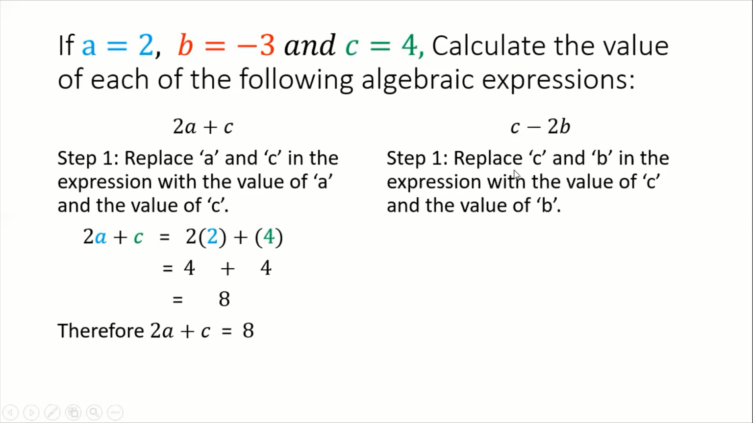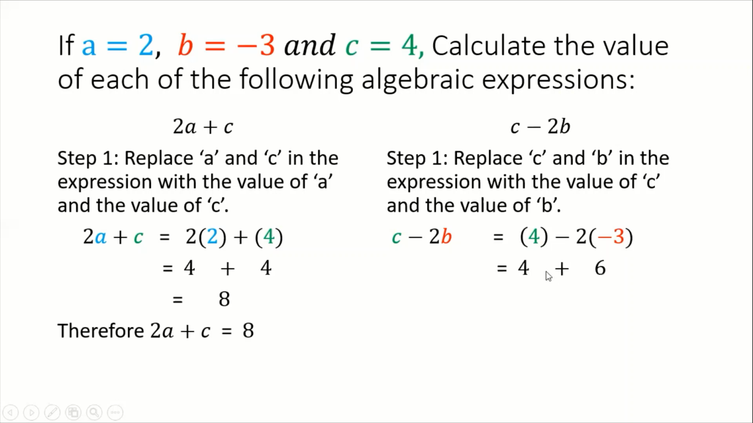Again, step one, we're going to replace C and B in the expression with the value of C and the value of B, right? So substitution is just replacing one thing for the next. So again, here we color code. So C minus 2B is going to equal 4 because you're replacing the letter C with 4. Put back your subtraction, then you put back your 2, and then now you're replacing B with the value of B, which is -3 here. At this stage now, you're going to simplify from here.